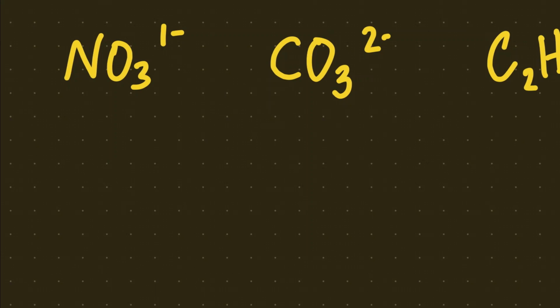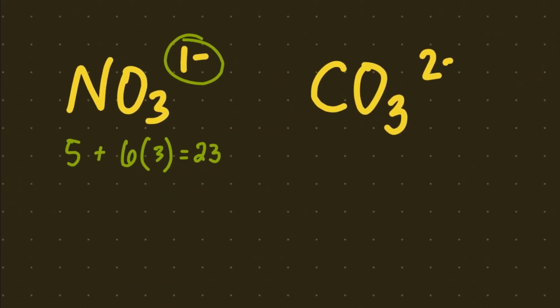So first, let's just count up our valence electrons like usual, right? I know that my nitrogen has 5. Each of my oxygens has 6. I got 3 of them, so that's 18 plus 5, what is that, 23? But then, what the heck does that charge mean?